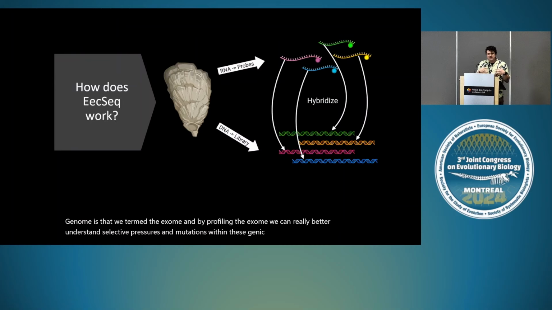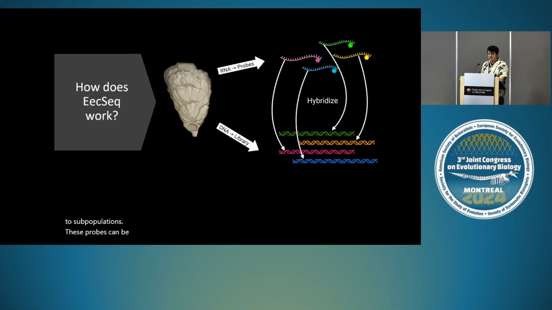So how does EEC-seq actually work? Well, we take mRNA libraries, and they're synthesized into biotinylated capture probes. It is this way the probes actually reflect the mRNA profile of an organism. And in studying a specific system, we can create probe sets that are unique to subpopulations. These probes can be unique to tissue types, and they can even be unique to disease exposures as well.